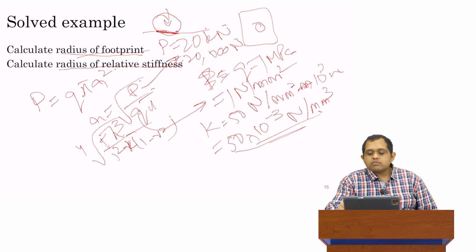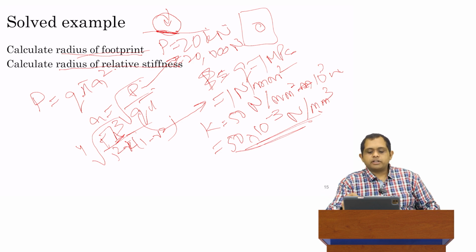So keep this unit conversion. It's very, very common for students to forget to do the unit conversion for K. So K is 50 into 10 power minus 3 or 0.05 if you want to write that way, Newton per cubic millimeter. Now, we still need, H is given as 200 millimeters, so no unit problems over there.